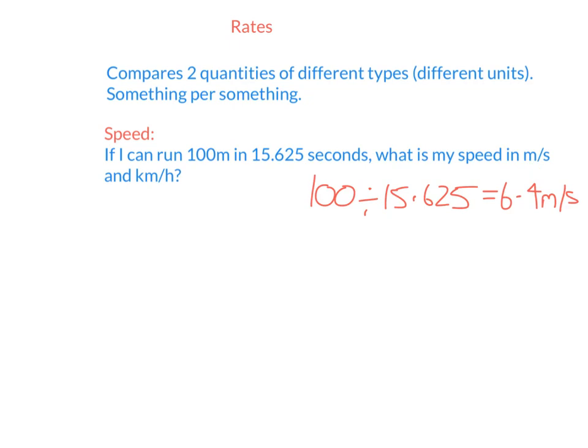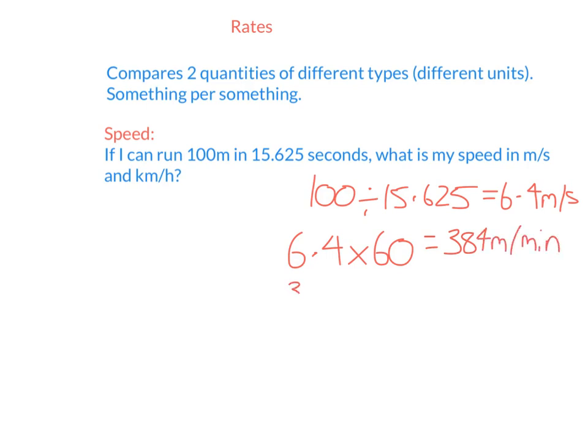So now I want to know what's my speed in kilometers per hour. So think of this rate as saying I go 6.4 meters in 1 second. So in 1 hour, I would go how many meters? Well, I'd go 6.4 meters per second. So this is how far I would go in 1 minute. At this same rate, I'd go 384 meters every minute.